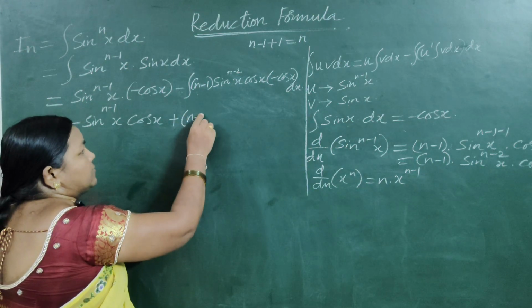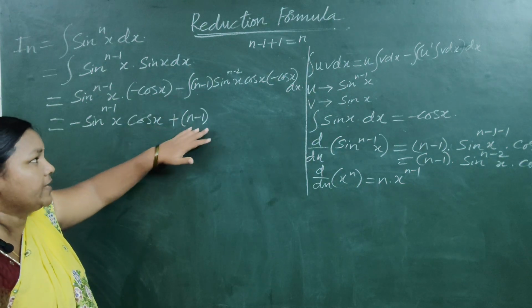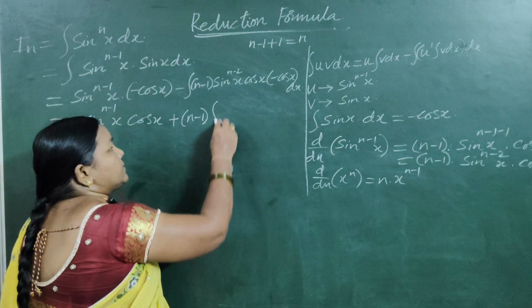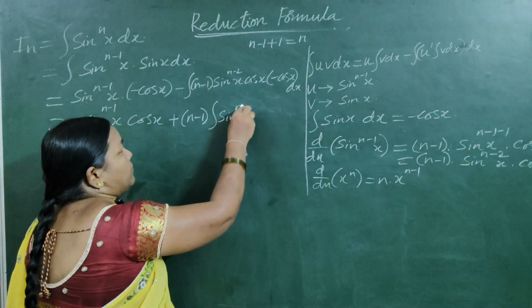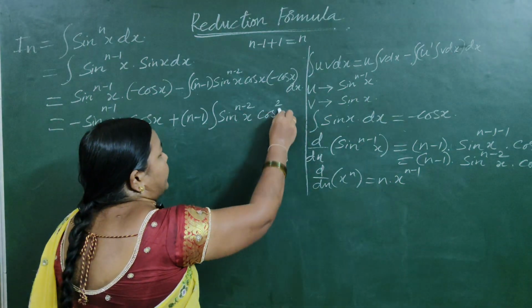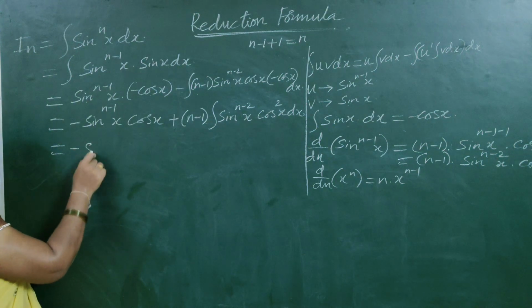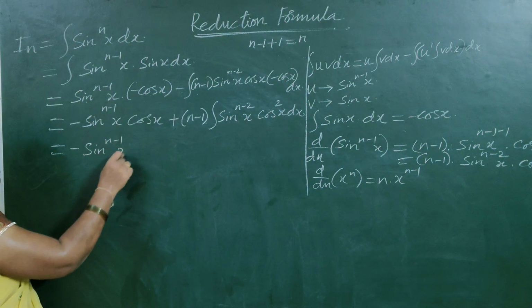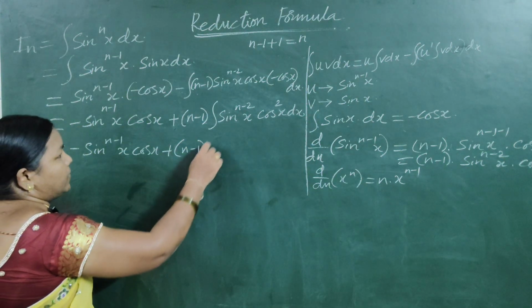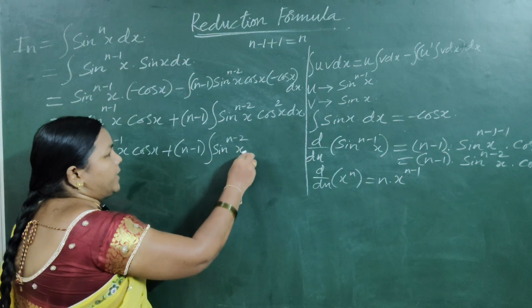Next, n minus 1 goes outside the integration, because it does not contain x terms, so we are taking n minus 1 outside the integration. That is integration of sine to the power of n minus 2 x, cos x into cos x is cos square x, into dx. That is minus sine to the power of n minus 1 x cos x as it is, plus n minus 1 integration of sine to the power of n minus 2 x.